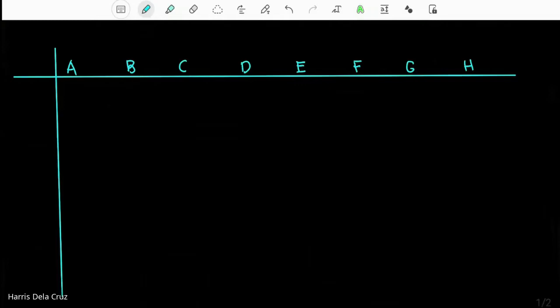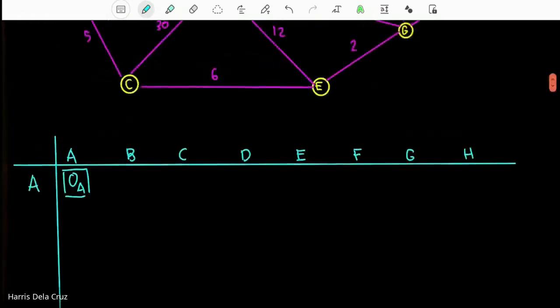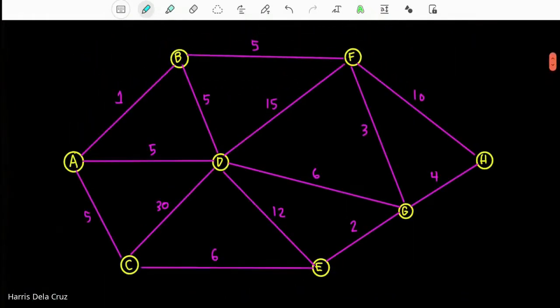Since we're starting at vertex A, obviously, the distance from vertex A to itself is 0. So, the first label that we have is 0 sub A for vertex A. So this is now a permanent label for A. So what we're going to do is we first visit A. So looking at our graph, from A, we can see that we can visit vertices B, D, and C.